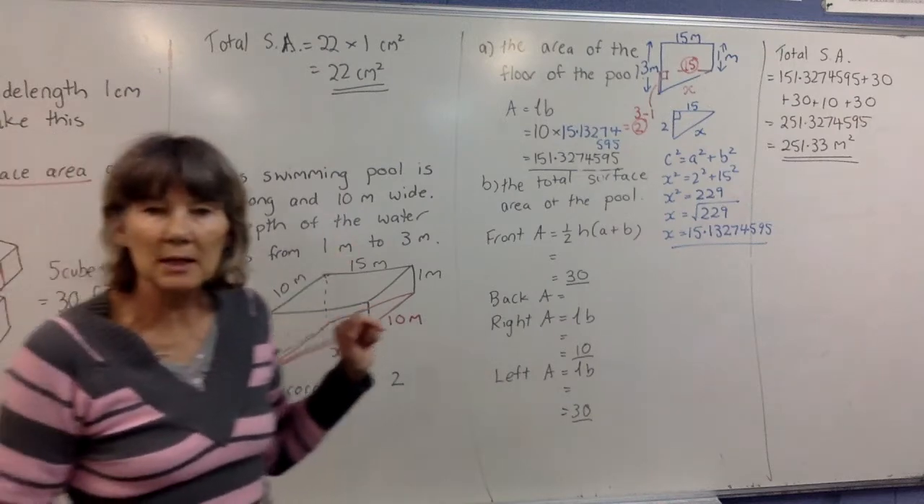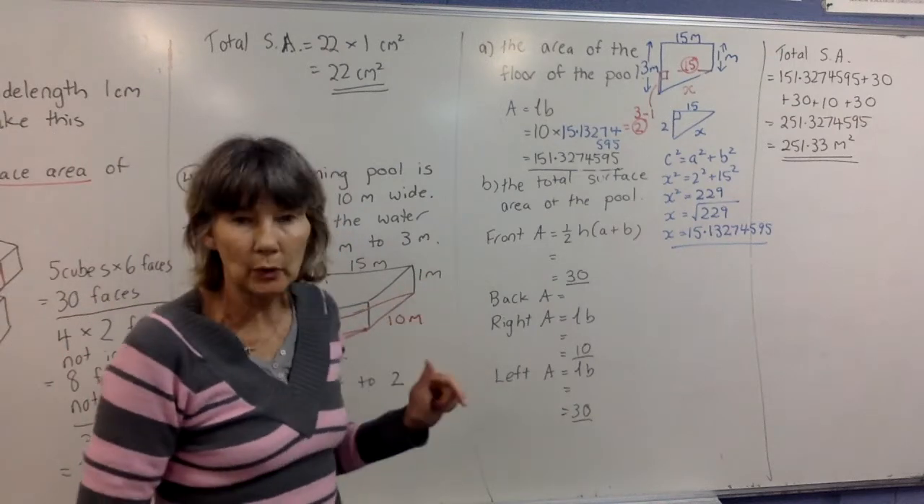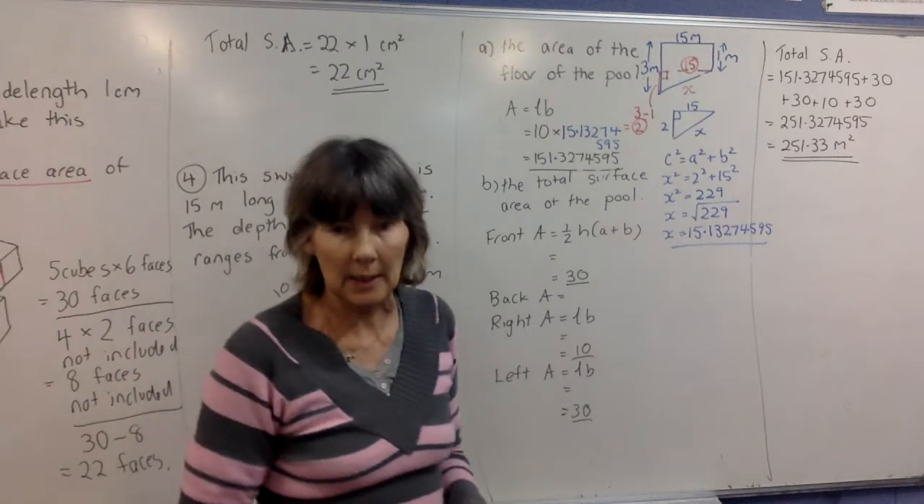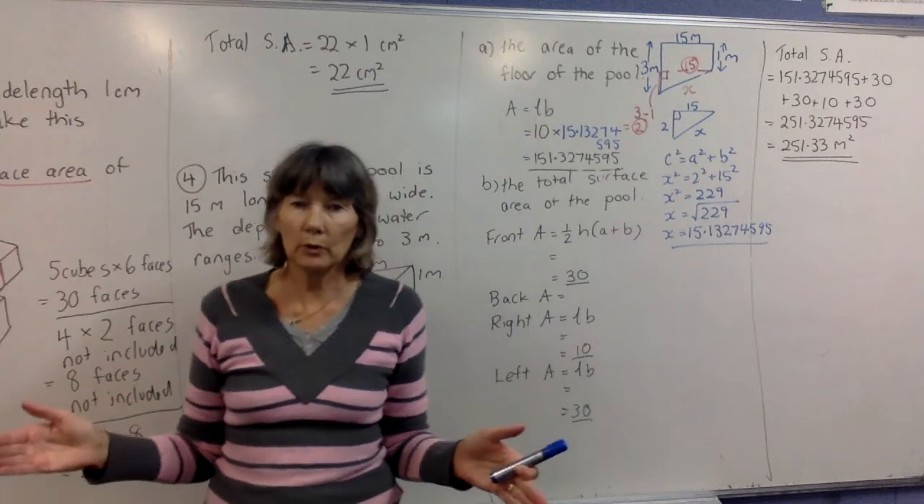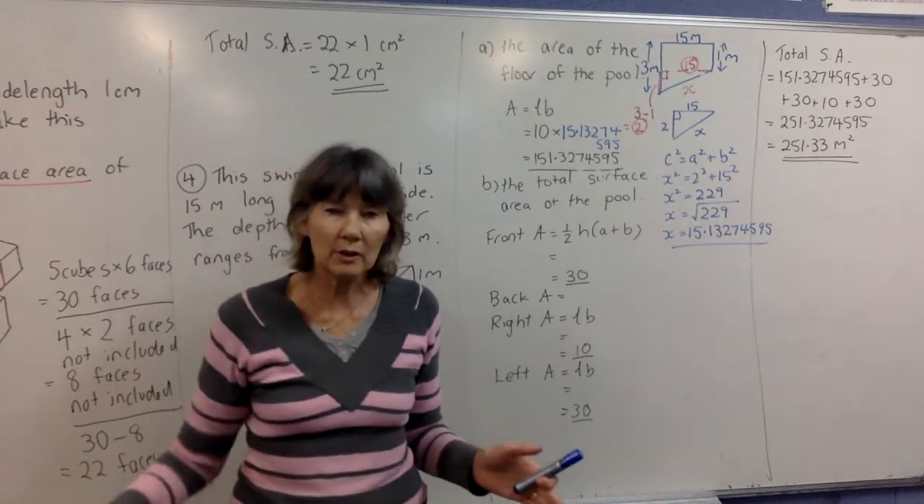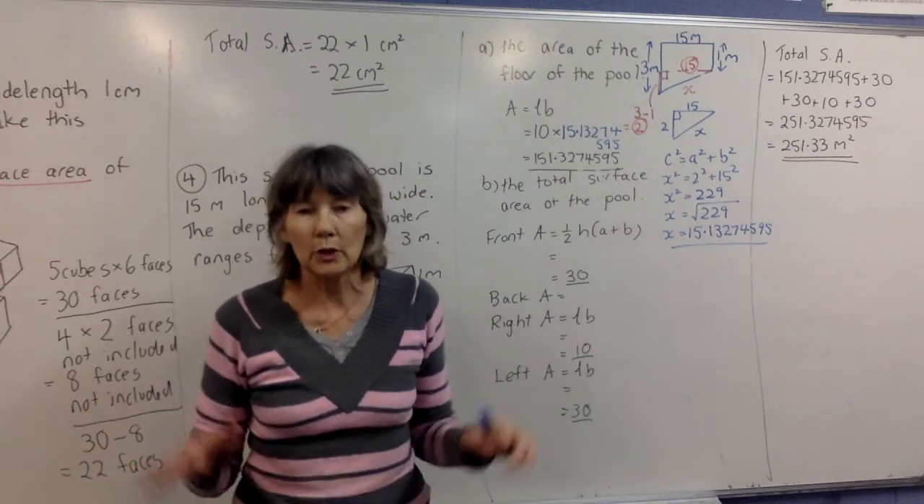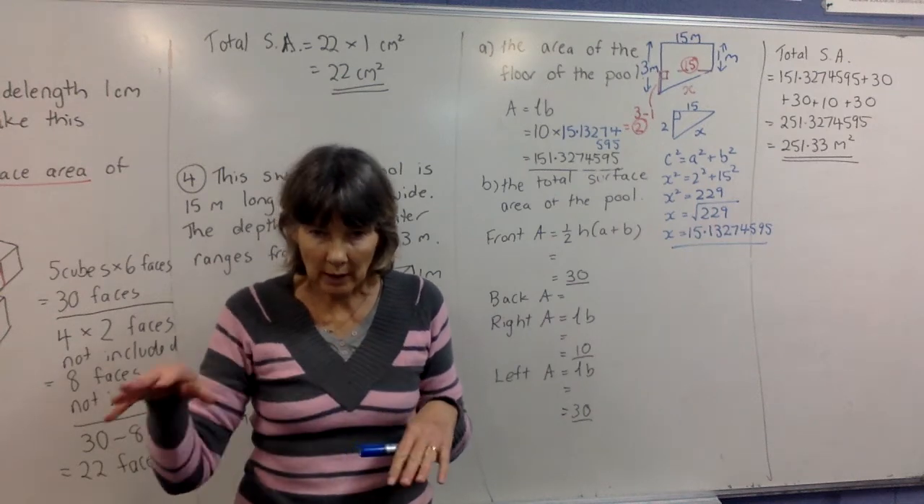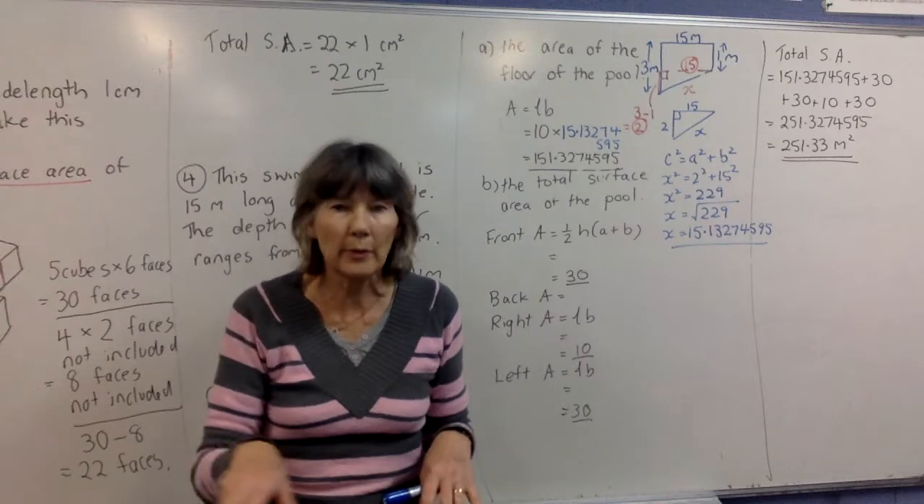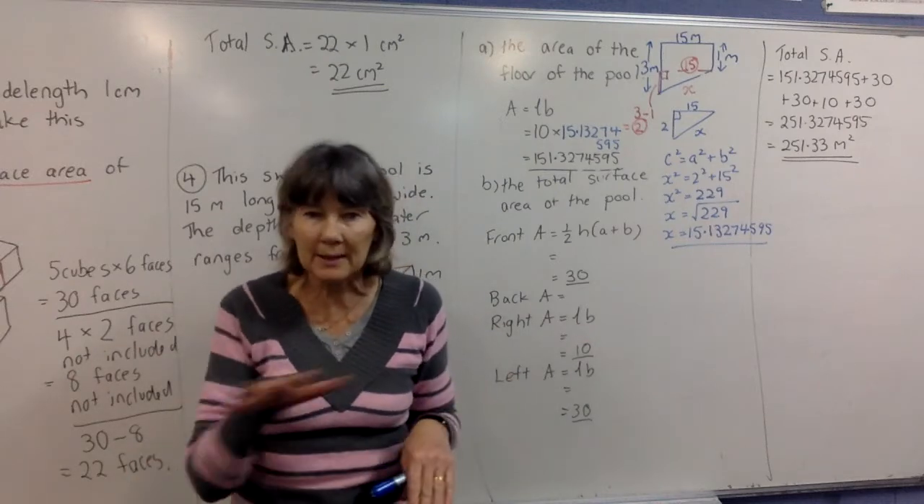Now the next part says find the total surface area of the pool. Now you've got to use your common sense here. If you had a pool, an in-ground pool, and you were going to paint the surfaces of the pool, you would not paint the top, right? There's water there. People want to be able to dive in and swim around. There is no top. You're not painting a top.